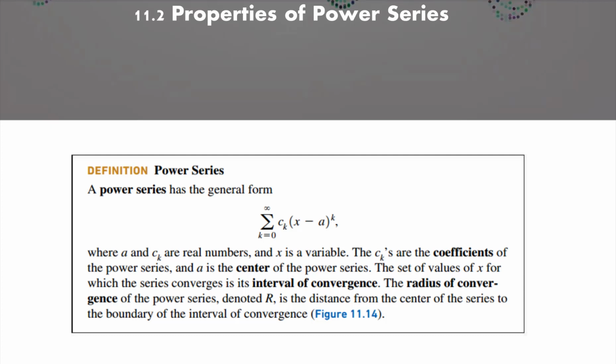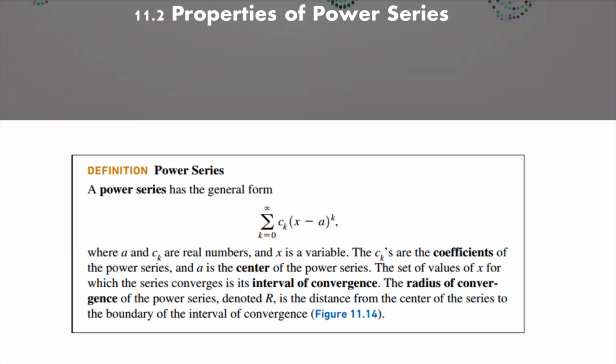A power series has the general form, but that's all we've been doing through chapter 11 so far, where A and C sub k are real numbers. Those are just numbers. The C sub k is a number, the A is a number, right? And X is a variable. The C sub k's are the coefficients of the power series, and the A is the center. We've got to have the center down. We've got to know where we're centered. It's a nice one when A is 0. Right? 0 is really easy to deal with, but sometimes it's 2, sometimes it's 3.